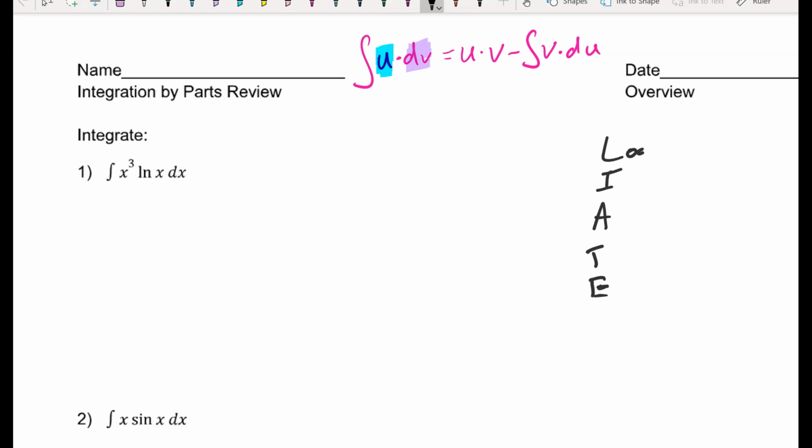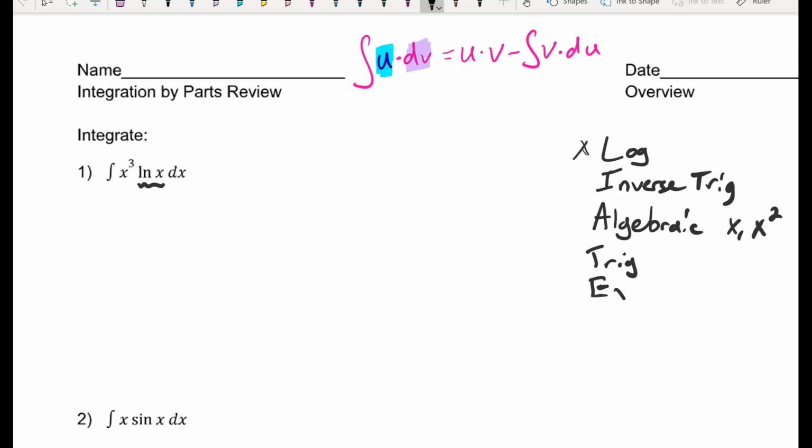The first thing I look for is some sort of log function. So already in my integral here I see I have a log function, but let's just go through the rest of them. If I don't have a log function, I'm going to next check to see if there's any inverse trig, and then that would be u. If there's no inverse trig, then whatever algebraic term I have, like x squared, some sort of polynomial, that would be what I mean by algebraic. If there's none of that, I'd make it the trig function, and last but not least, if there's really nothing else going on, I would try making it the exponential.